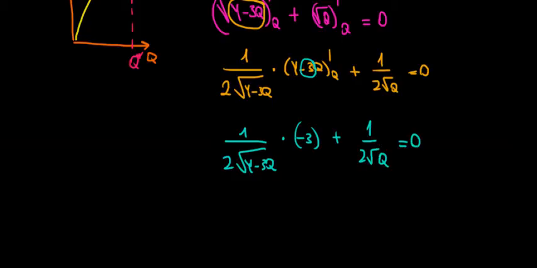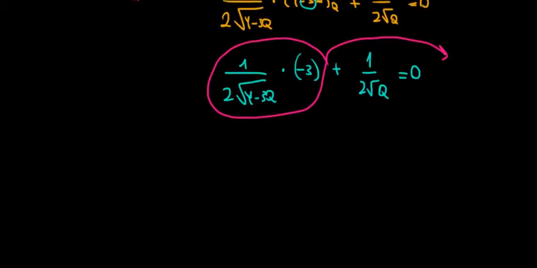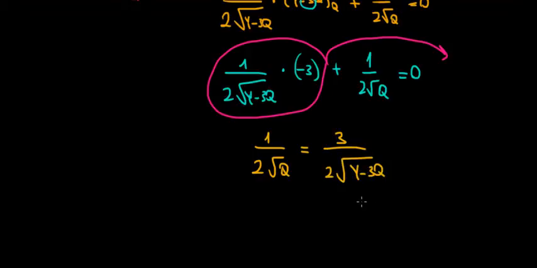Now let's take this term on the other side. So minus 3 over 2 square root of y minus 3q, on the other side becomes positive, right? And what do we have now? We'll have 1 over 2 square root of q equals 3 divided by 2 times square root of y minus 3q. Okay, the 2 and 2 we can cancel out like that. Now what are we left with? We're left with 1 divided by square root of q equals 3 divided by square root of y minus 3q.